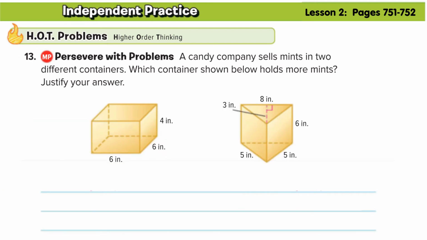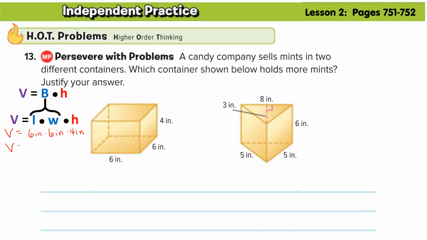Question 13, persevere with problems. A candy company sells mints in 2 different containers. Which container shown below holds more mints? Justify your answer. All right, so we have a rectangular prism and a triangular prism, so we are going to use 2 different formulas. In the first one, we have volume equals 6 inches times 6 inches times 4 inches.